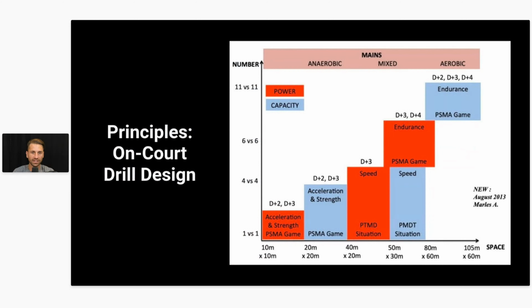So as you can see, as we increase the space and increase the numbers, going from the bottom left to the top right, we change the physical characteristics of a drill from more strength and acceleration and anaerobic based towards more aerobic endurance and higher velocities. And so just by manipulating these two variables, numbers and size of the space, you change the physical demands. So why is that?